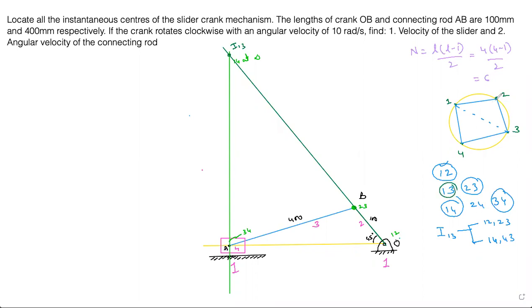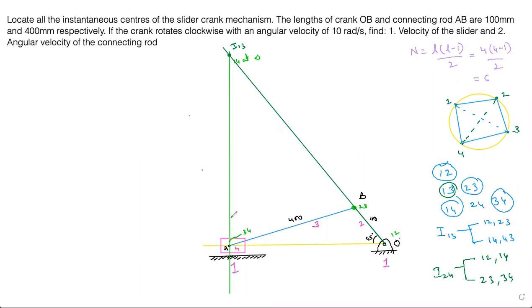And I 2, 4, just connect 2 and 4. To find I 2, 4, look at the upper triangle. The upper triangle is 1, 2 and 1, 4. The lower triangle is 2, 3 and 3, 4. Just check it out now.